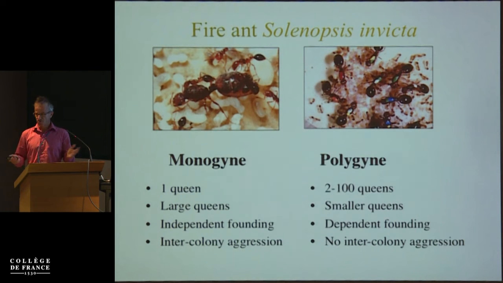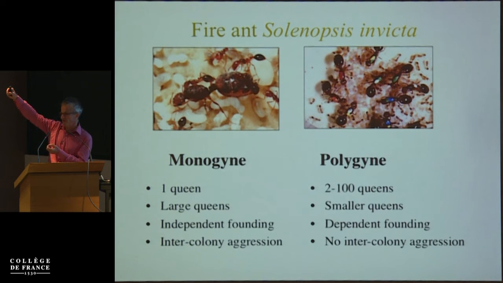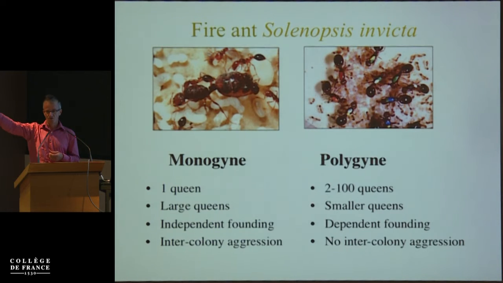And there are 2 social forms, a form in which you have a single queen. As I will show, it's a large queen. They use independent colony founding. That is, the queens depart on a mating flight. She mates with 1 male, and she will start a new colony on her own by feeding her babies from her body reserves. And there is strong aggression between colonies.